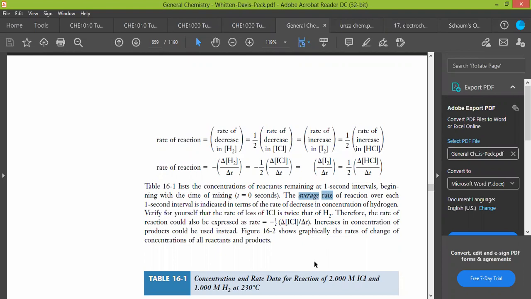When you measure from your beginning to your end, and then you use the initial concentration and your end concentration, and then the total time under which this reaction has taken place, and then you use these for the calculation, what you're going to get is the average rate of a given reaction.